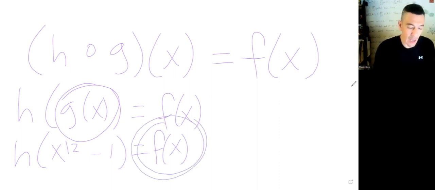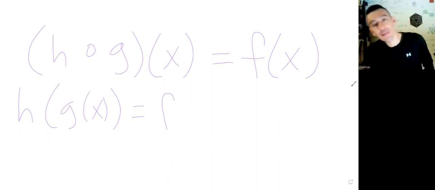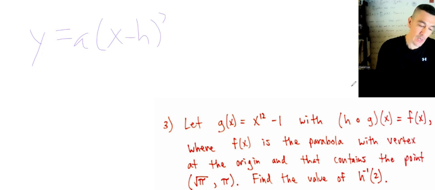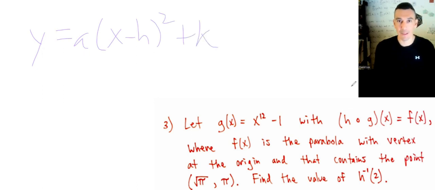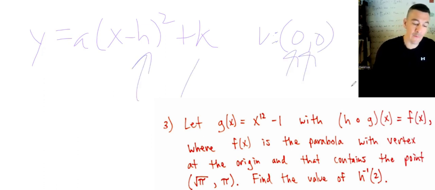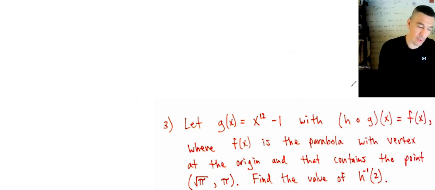Now let's focus on f of x. They tell us that f of x is a parabola, and they tell us where the vertex is, right? So maybe we can focus on vertex form of the parabola. They say that the vertex is at the origin, so we know the vertex is at 0, comma 0. That goes in for h and k. Now we have to find a. So for now, we know that h and k are 0. So we have y equals a, x minus 0 squared plus 0.